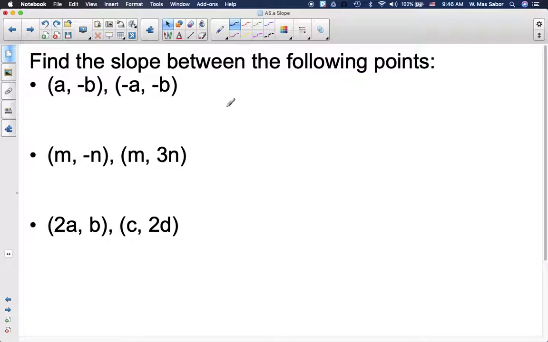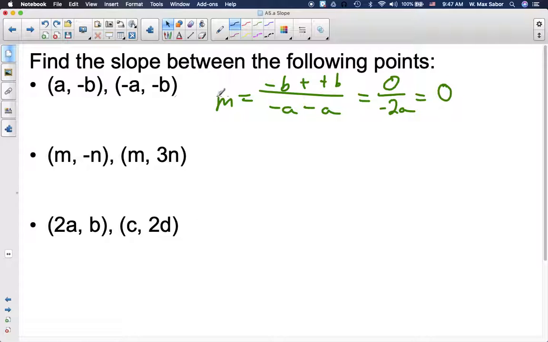Find the slope between these points. So negative b minus negative b over negative a minus a. Negative b minus negative b is 0, because we're adding, these are opposites, over negative 2a, which is 0. So this would be a horizontal line.